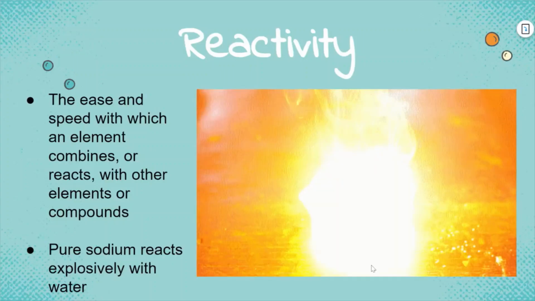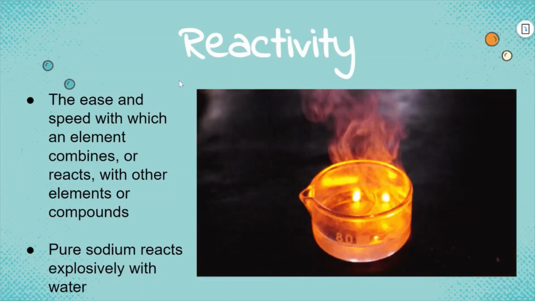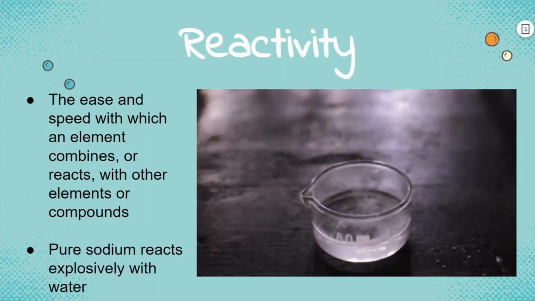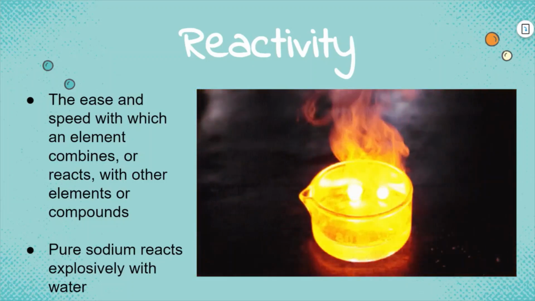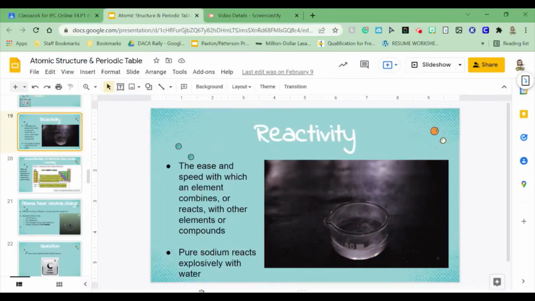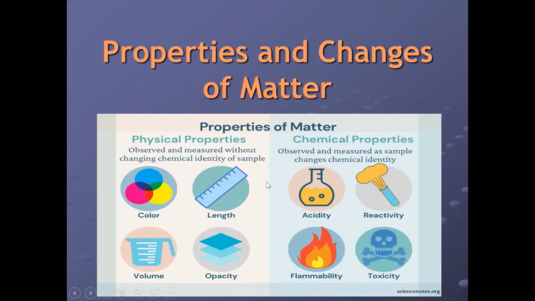And so here's that example of reactivity that I was talking about. The property of this is that it is very reactive, right? So you put a little drop of sodium, Na, inside of water, and it's going to react explosively, pretty much. So the reactivity for this is very high. So let's go back here to the PowerPoint presentation. So in terms of reactivity, again, that is a chemical property, and then flammability.